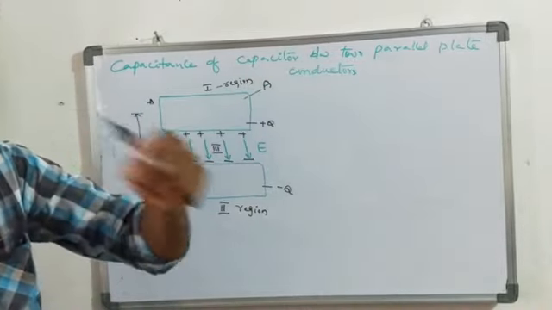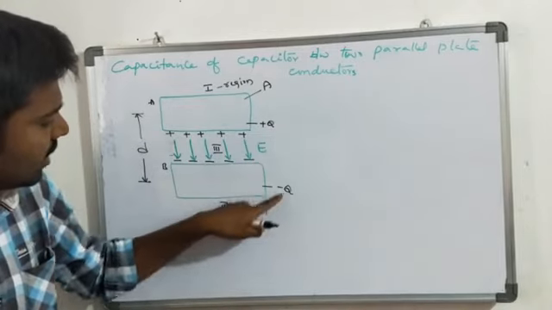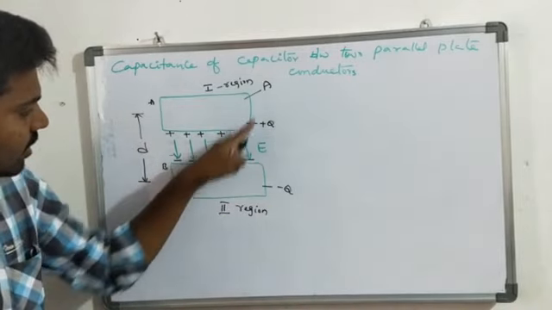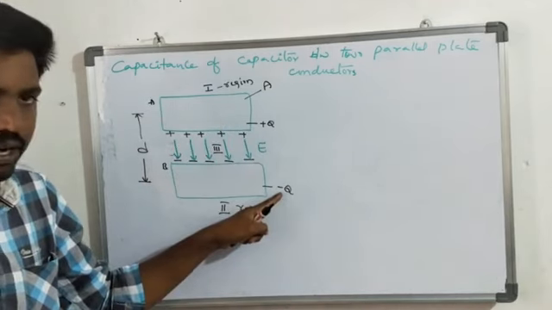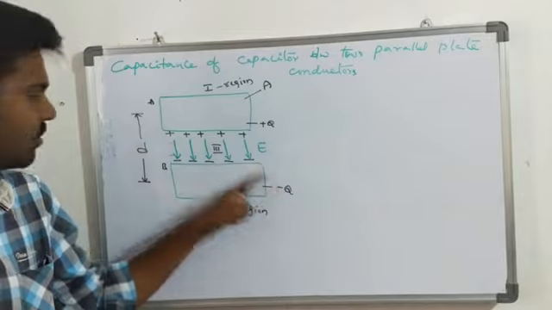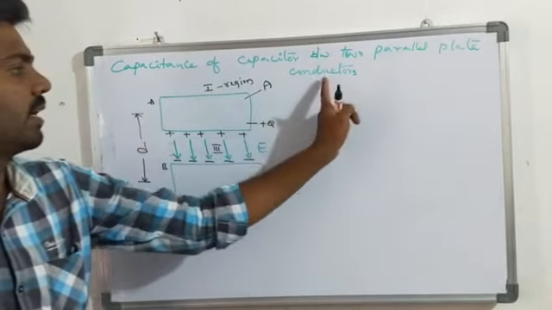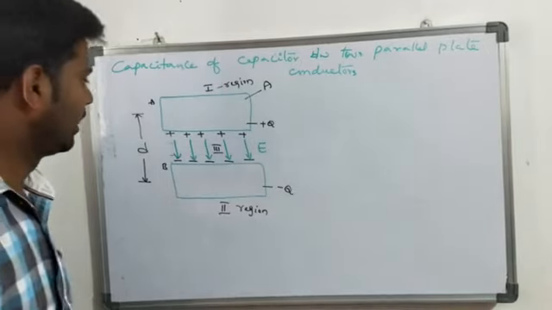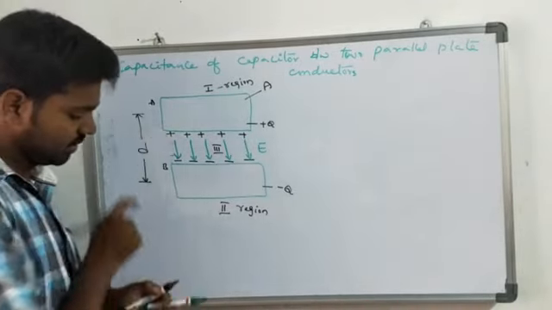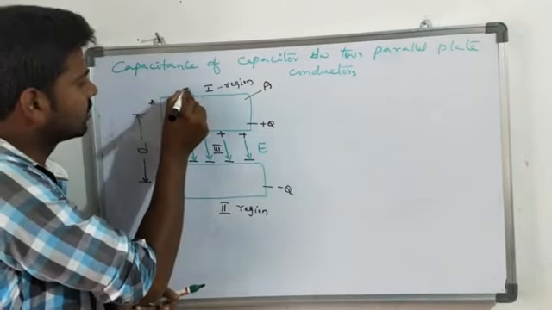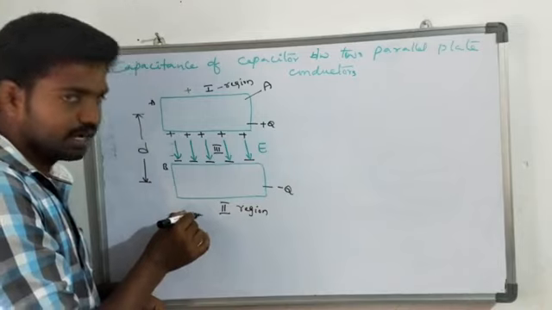Why is it called parallel? Because the two conductors have the same area, equal and opposite charges, and a separation distance. These are two parallel plate conductors. Now if you observe, this side is positive and this side is negative.